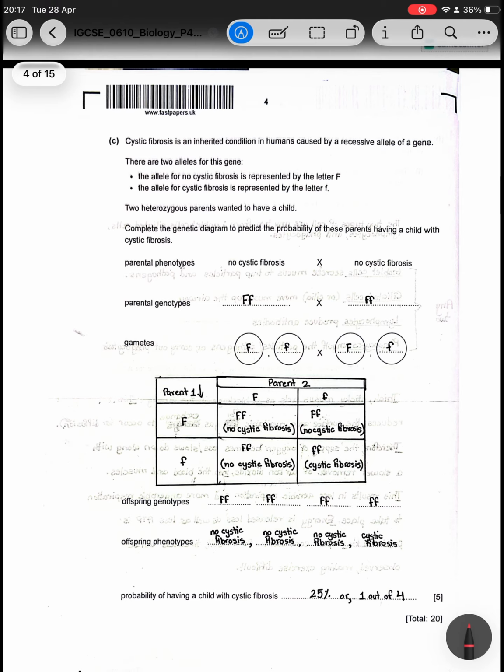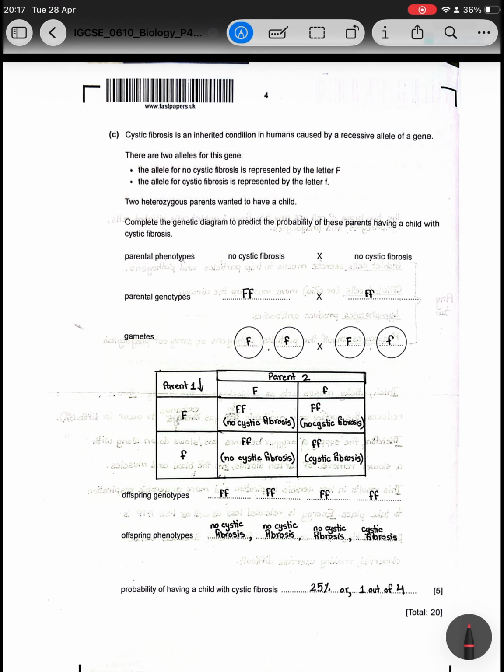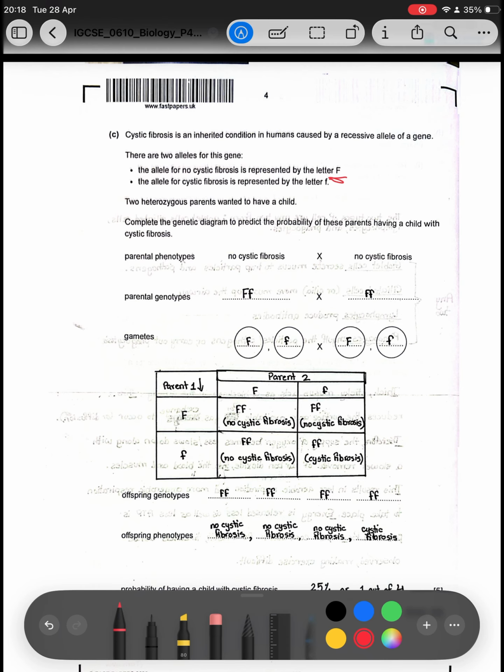So, in C, cystic fibrosis is an inherited condition in humans caused by a recessive allele of a gene. There are two alleles for this gene. The allele for no cystic fibrosis is represented by the capital letter F, and the allele for cystic fibrosis is represented by the small letter f. So, capitals are usually dominant, and the smaller case is recessive.